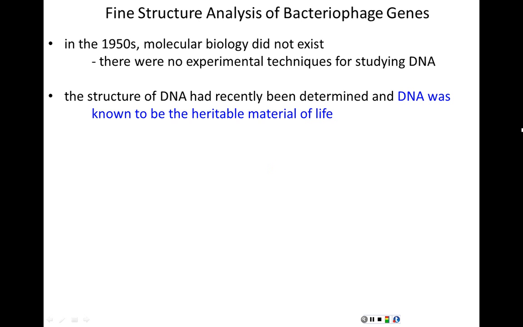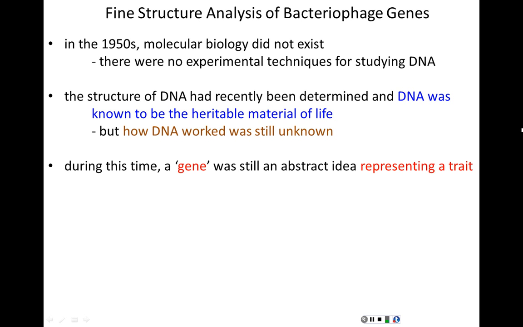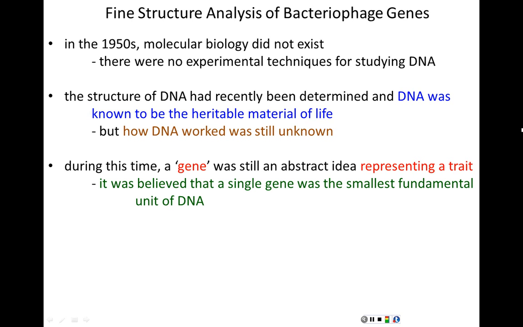But technology had not caught up with all that DNA had to offer. So how DNA worked still remained a mystery. During this time, the largely held consensus was that a gene, still an abstract idea representing an inheritable trait, was the smallest fundamental functional unit of DNA. In other words, you could chop DNA up into lots of little pieces, but you couldn't, they thought, chop DNA into pieces smaller than a single gene. They thought a gene, a single gene, was the smallest piece of DNA that you can get.